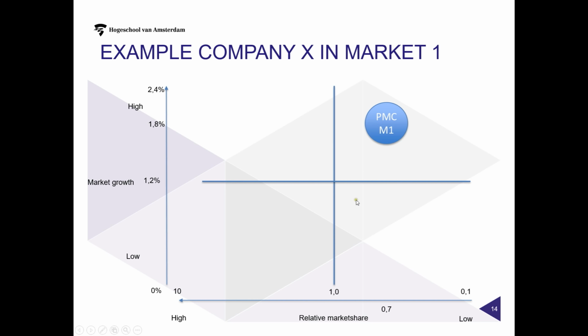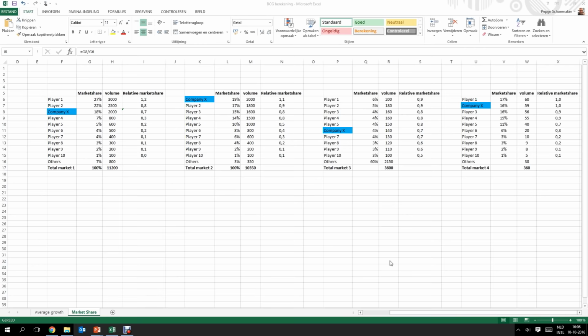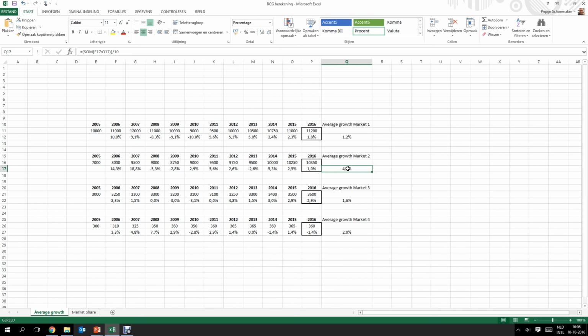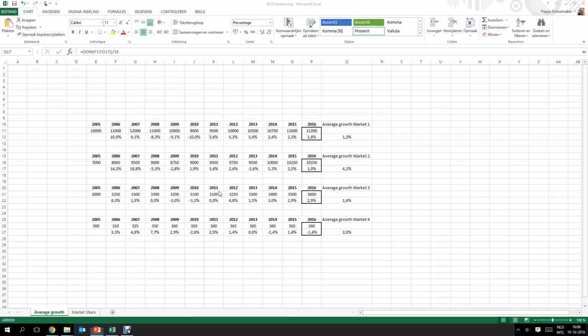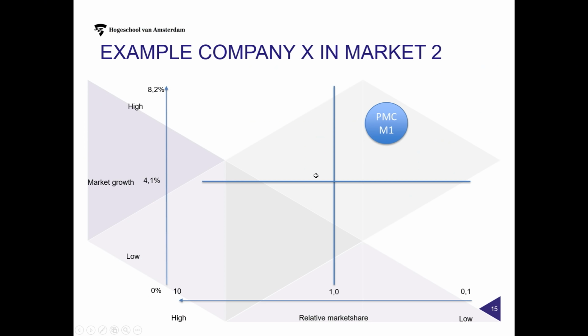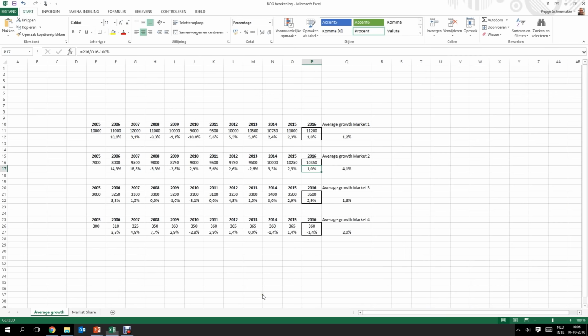Let's have a look at our model for market number 2. Market number 2 is a little bit smaller, as you can see, and we have an average of 4.1%. So let's fill this in. 4.1% is our average. Now we have to look at how the market grew in the last year to make sure if this is high or low. This calculation tells me it's 1%, because it only went up for 100 units. So 1%, I fill this in, which is around here. And then we have our relative market share.